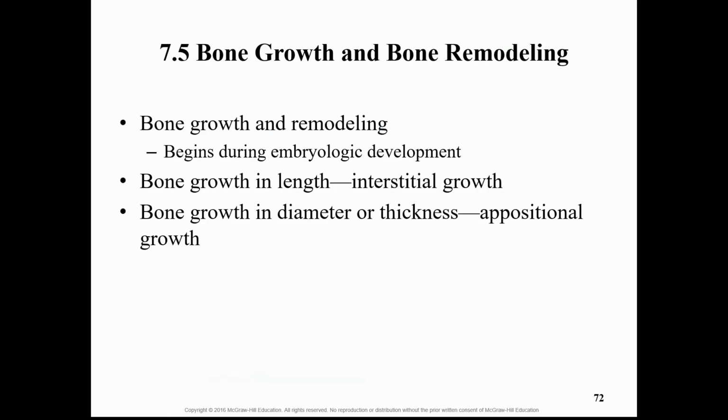So bone continues to grow and remodel during childhood, and it continues to remodel during adulthood. So as different stresses are placed on the bones, they can change. They can change in diameter and in thickness, which is our appositional growth, but they only get longer during childhood with our interstitial cartilaginous growth.